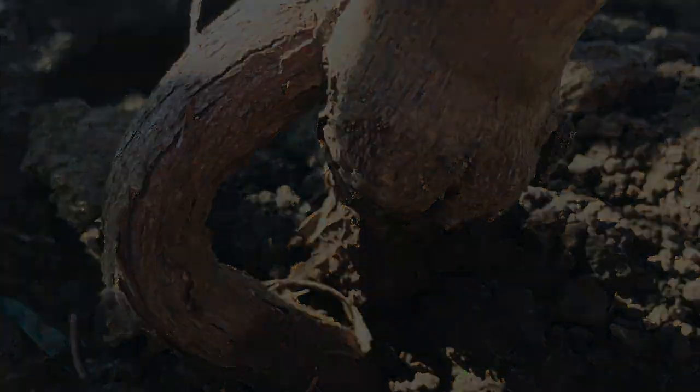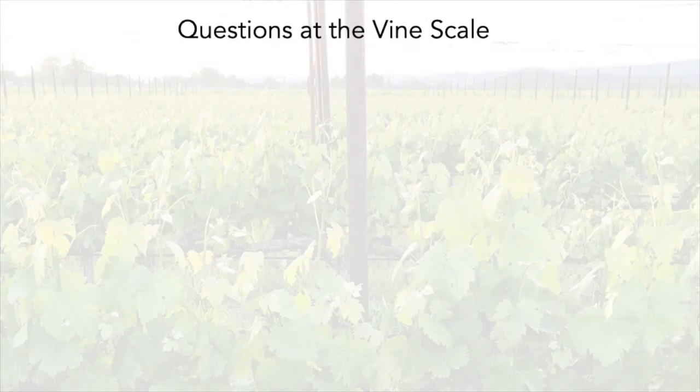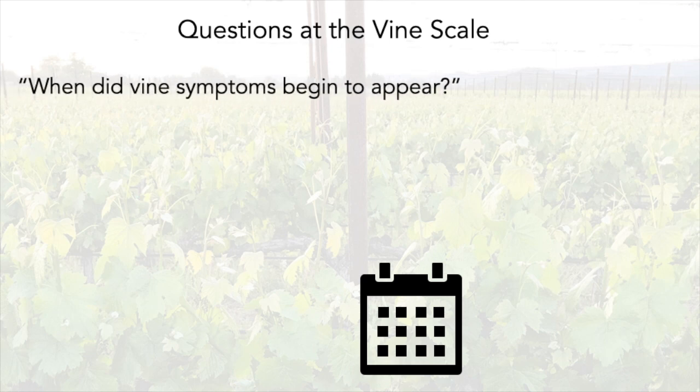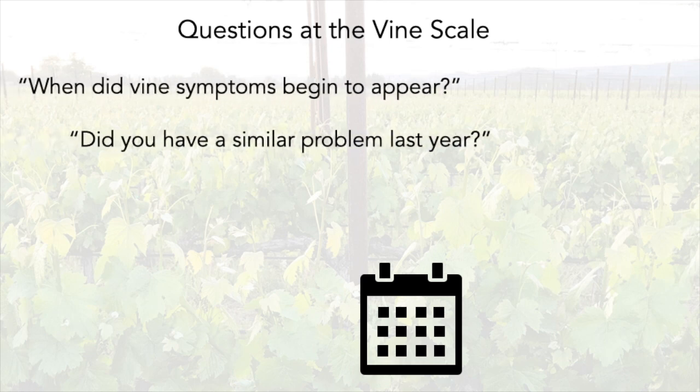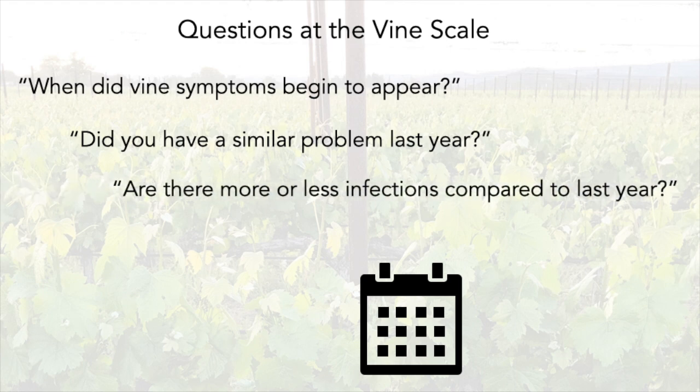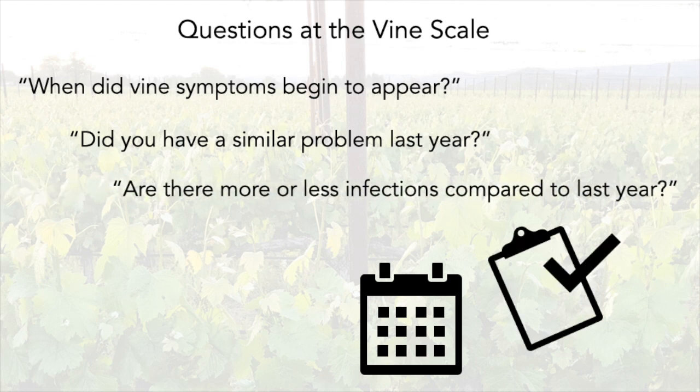Here are some helpful questions you can ask yourself. When did vine symptoms begin to appear? Did you have a similar problem last year? Are there more or less infections compared to the previous year? It's important to take detailed timings of symptoms and to monitor spread, if any.